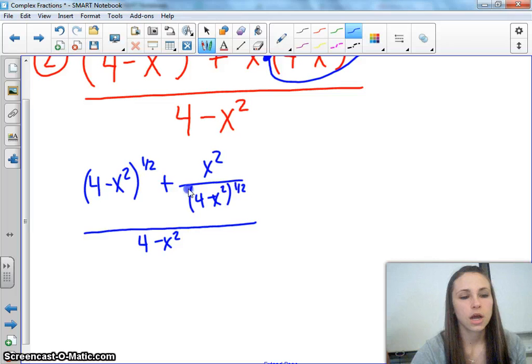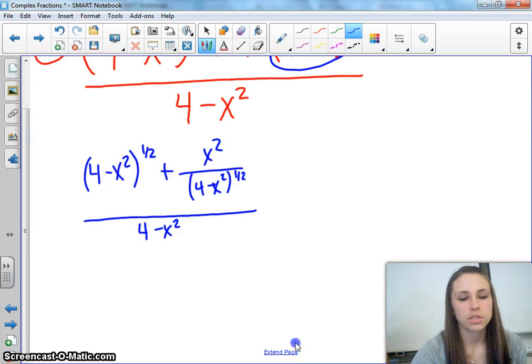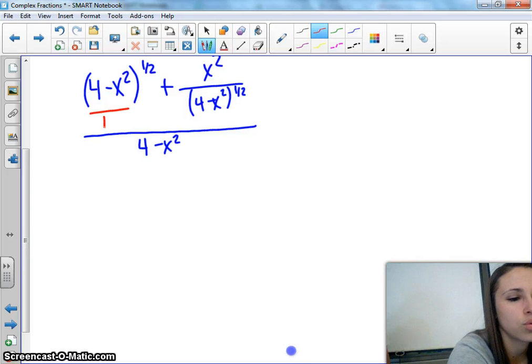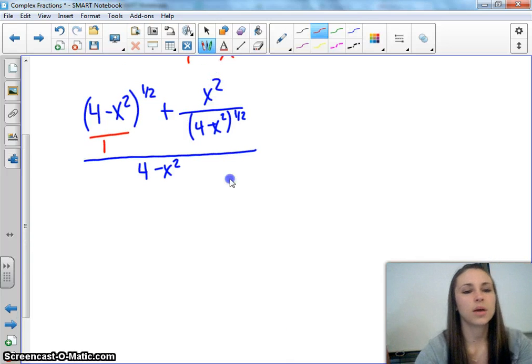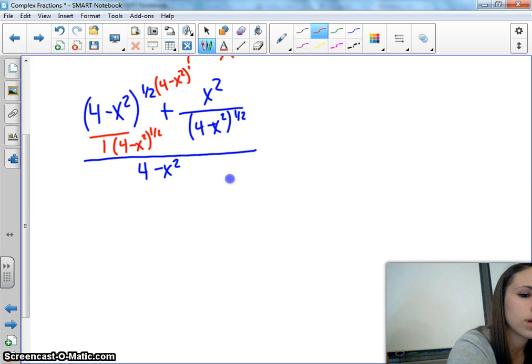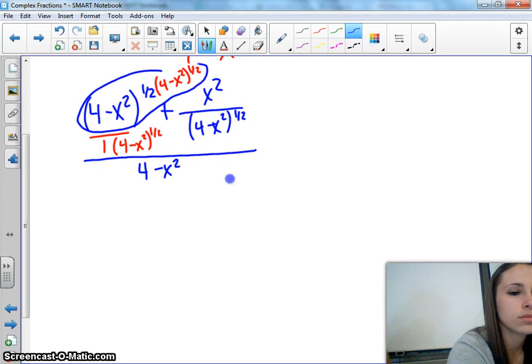I need to get a common denominator with these two in the top here. So I'm going to put this over 1 for now. To get a common denominator, I'm going to multiply the bottom and the top by the (4 minus x squared) to the 1/2. So I'm going to give this a (4 minus x squared) to the 1/2. Now, when I multiply these two things right here, it's just like if I had this.